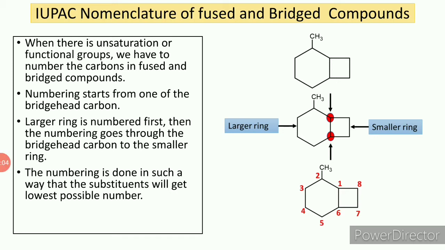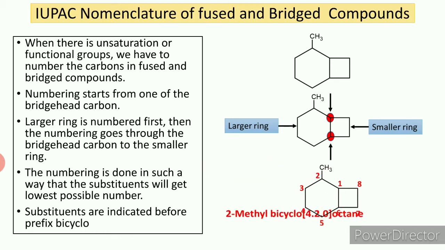While writing the name of substituted fused and bridge compounds, the substituent is to be written before the prefix bicyclo. So, in this case, the complete name of this compound we can write as 2-methyl bicyclo 4.2.0 octane. As always, let us practice a few examples.